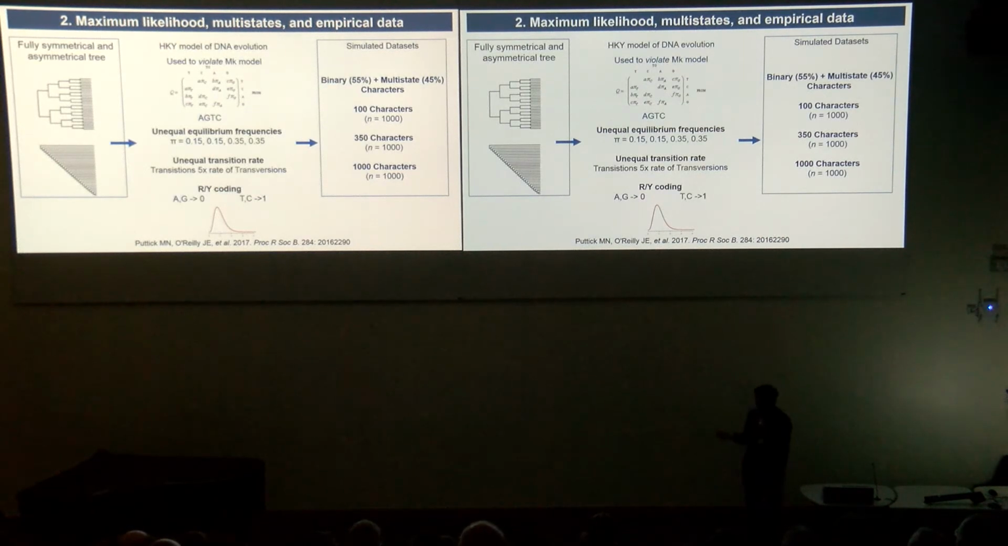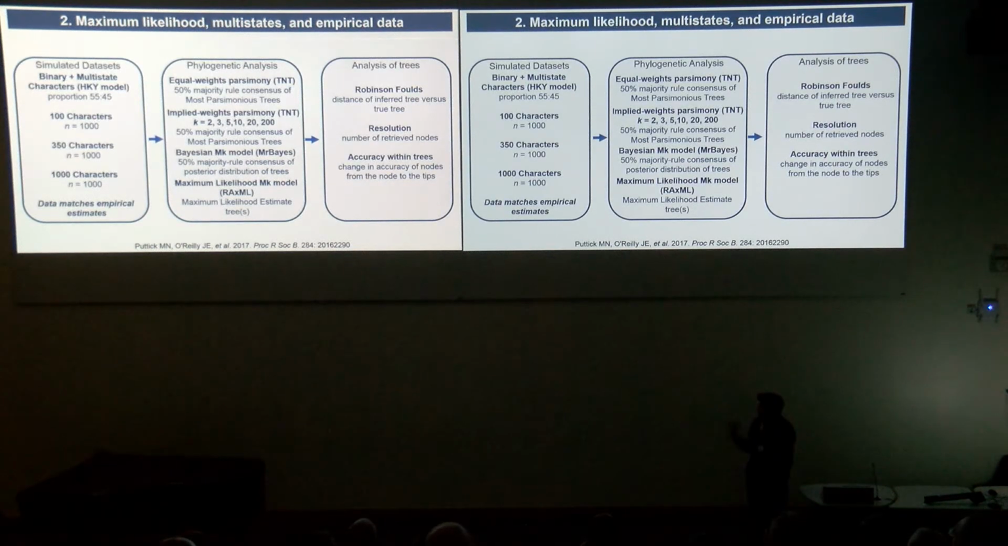So we wanted to look at a few more things using this same sort of approach. That original tree that we used was very asymmetrical, so we wanted to look at the effects of tree symmetry. We did this by taking two trees from the endpoints of symmetry, one that's fully symmetric and one that's fully asymmetric. Then we simulated data on these, making sure that it violated the MK model, and we also, in a new step, introduced multi-state characters alongside binary characters. We analysed these using the same methods as before, but we also introduced maximum likelihood into these analyses.